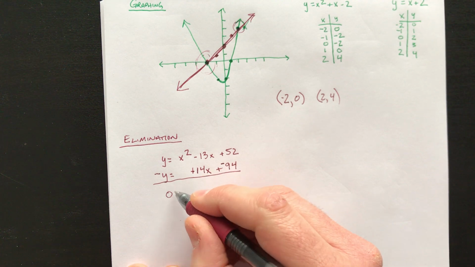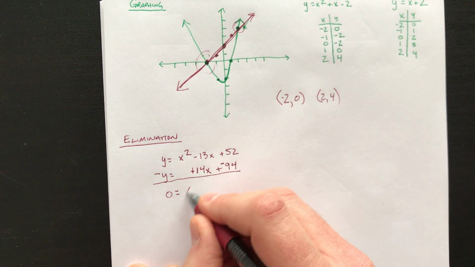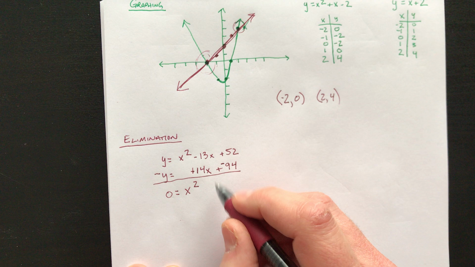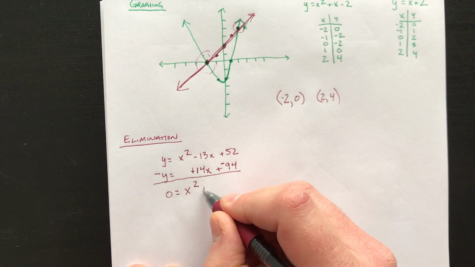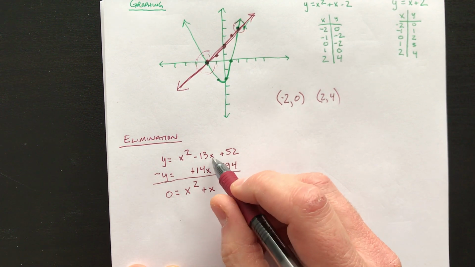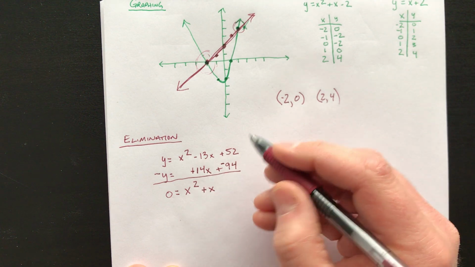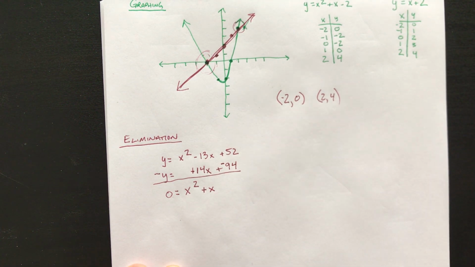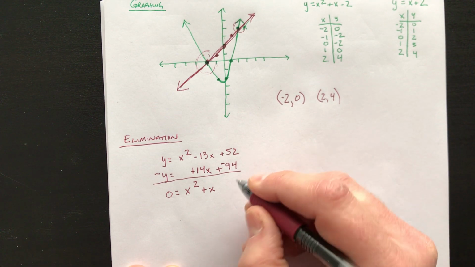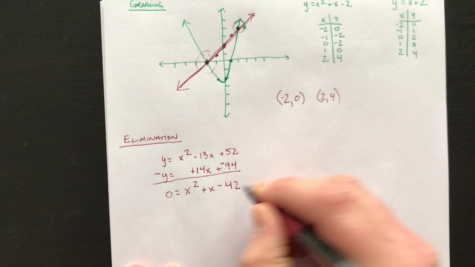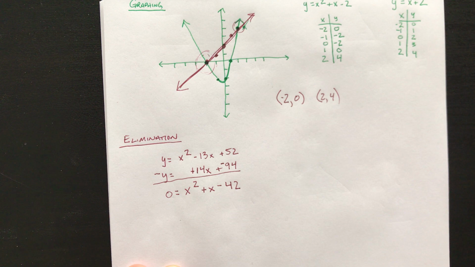So the y's go away. We're left with x squared plus x, because we have negative 13x and a positive 14x. And then we have negative 94 plus 52. There we go. I can already see where this problem is going.